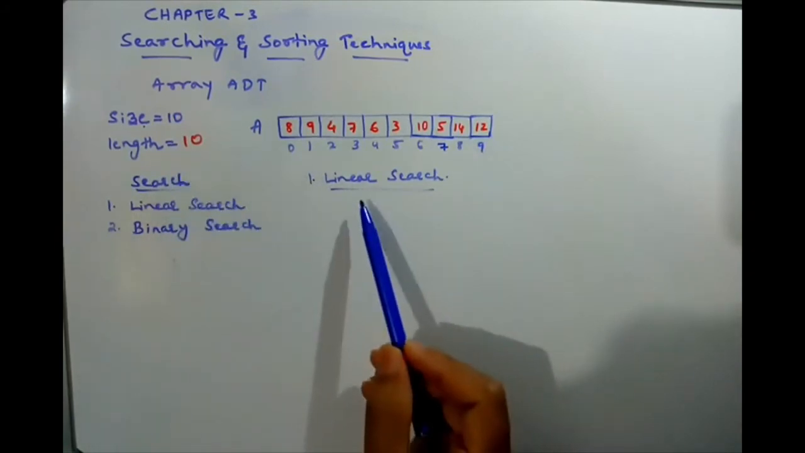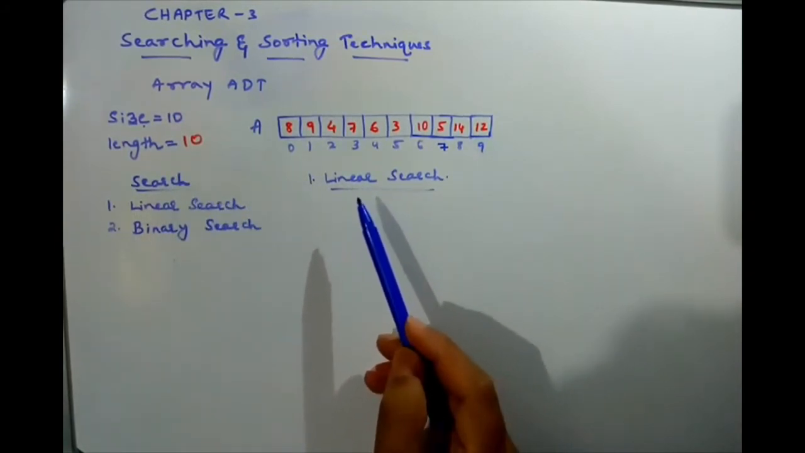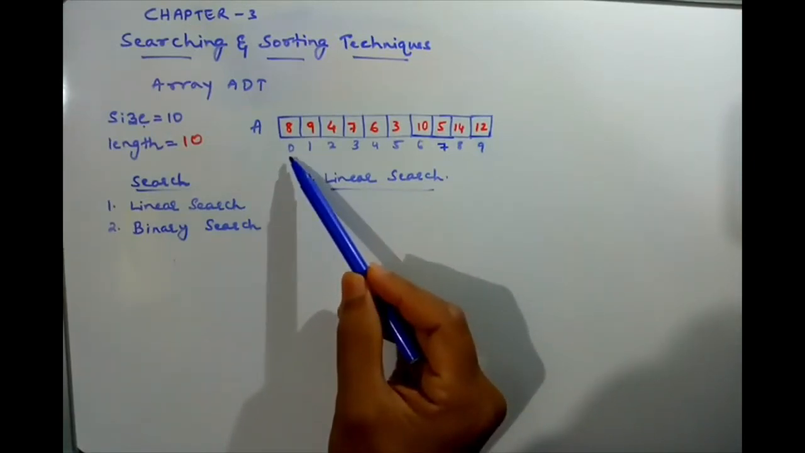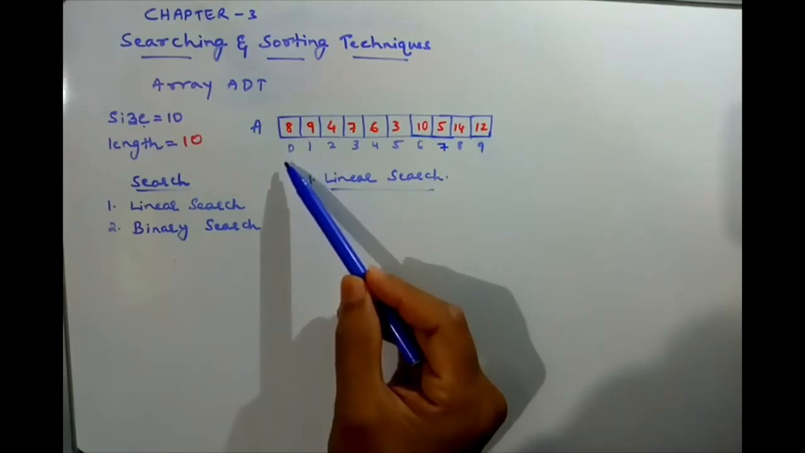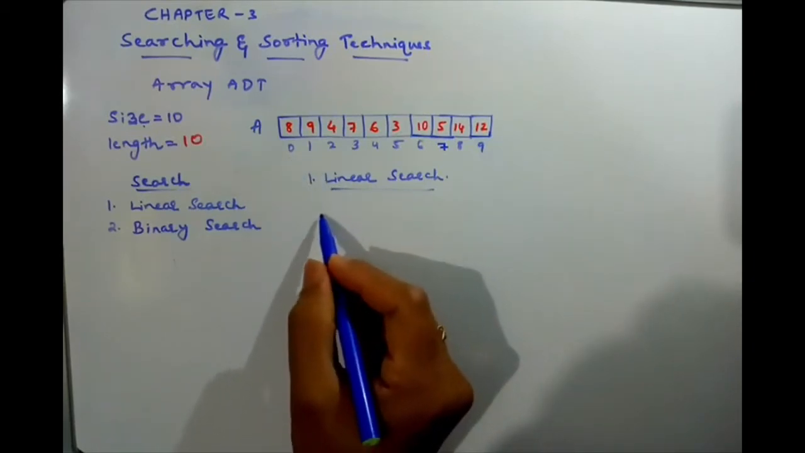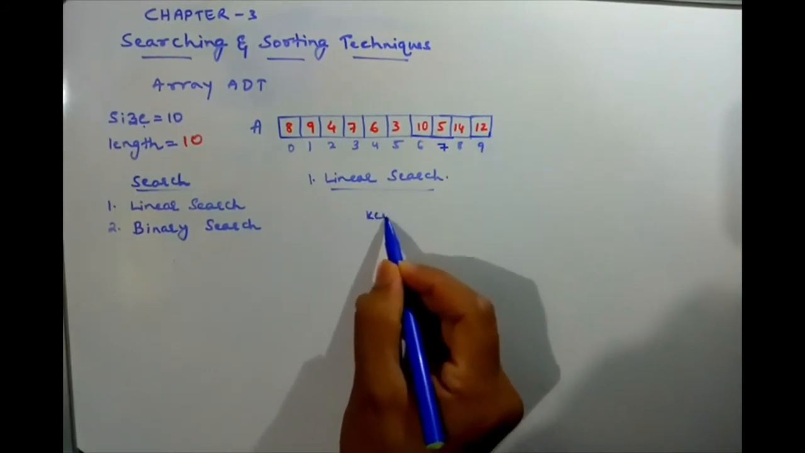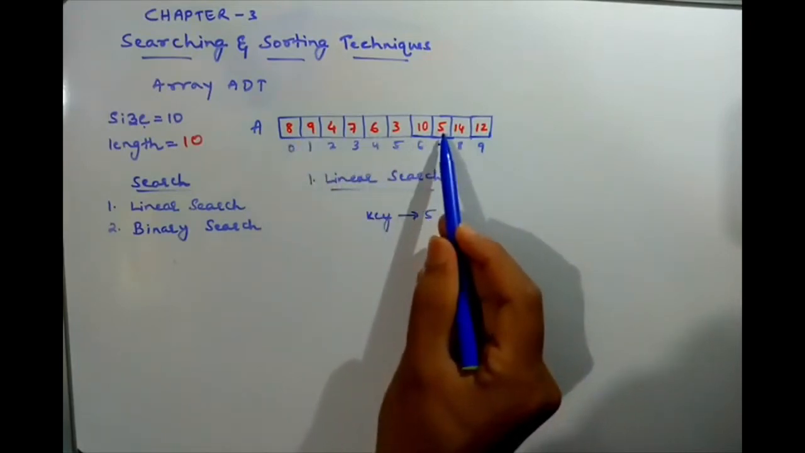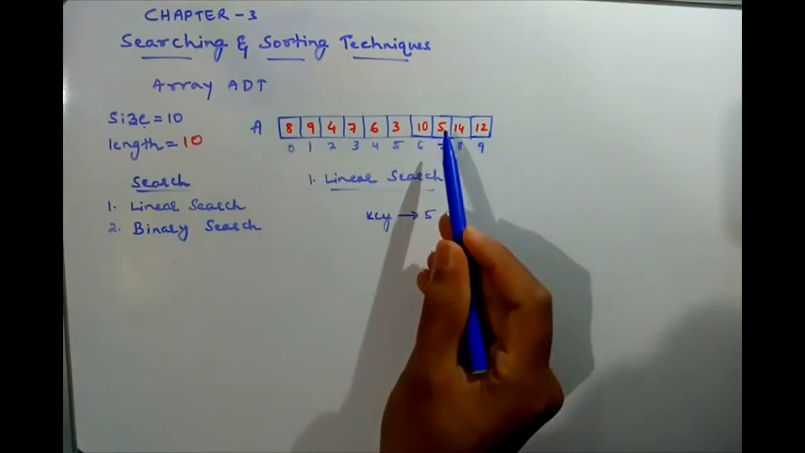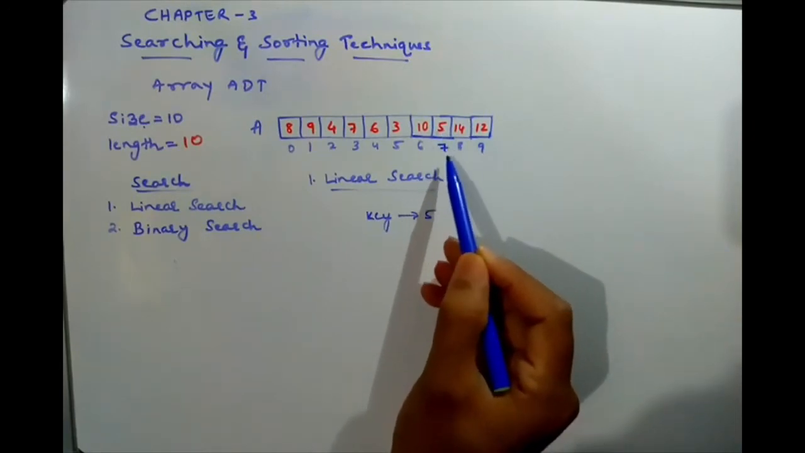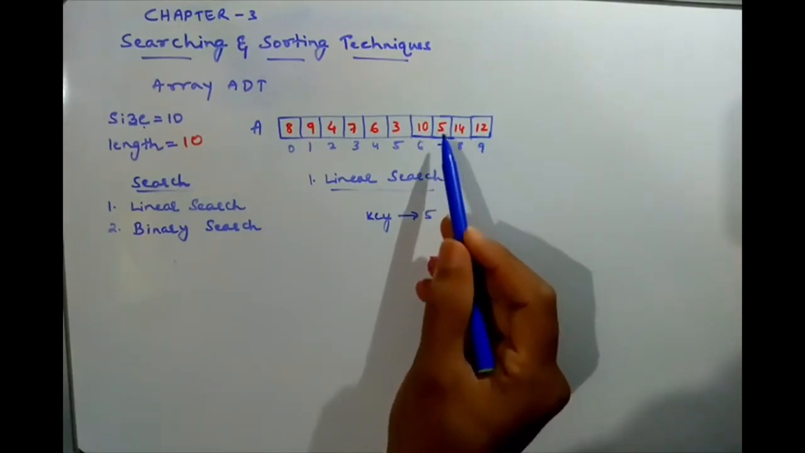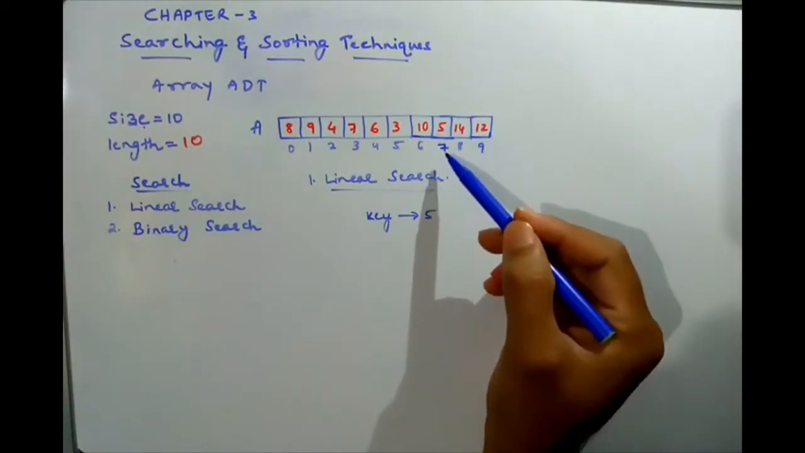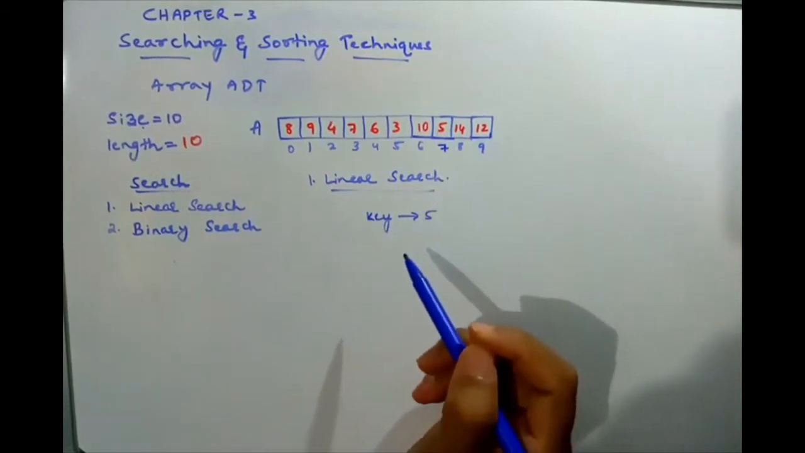So now we'll start with what is a linear search. Linear search means the searching of an element will start from index 0. Suppose we are searching for a key 5. Once we have found this, we should get an answer, meaning the place where it has been stored, that is index I. So 7 is the answer if the key 5 is found.